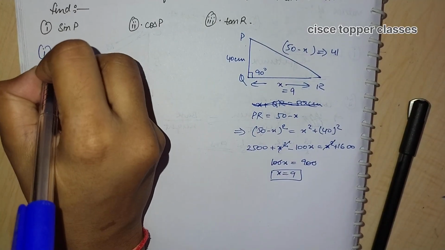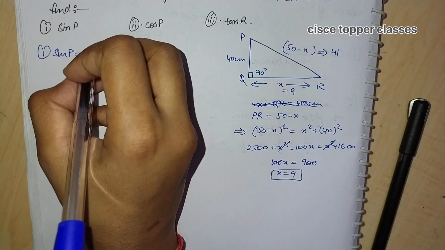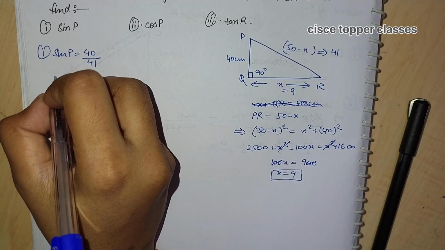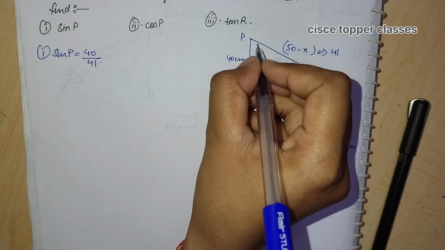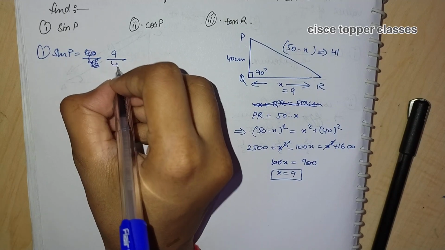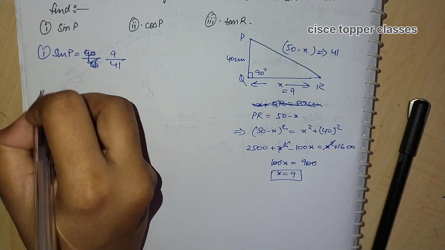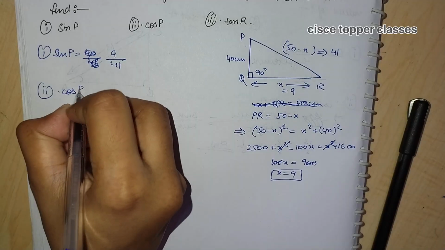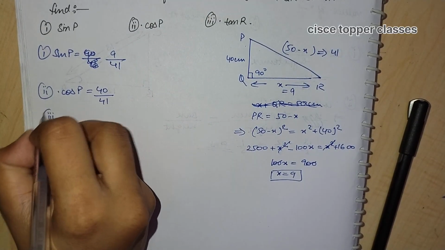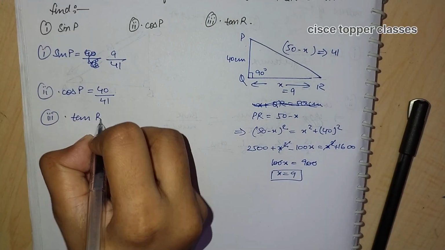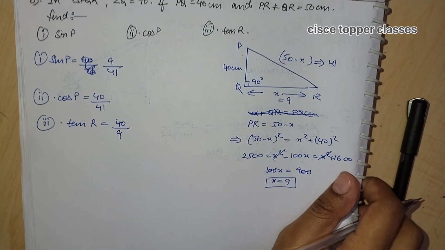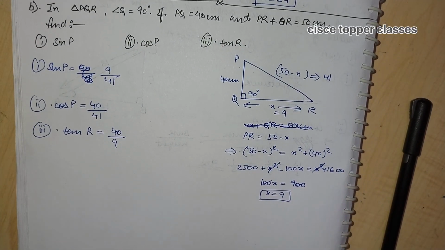So here we can write sine p as equal to height by hypotenuse. So 40 by 41 is the value of sine p here. Or sorry, we have to find the value of sine p. So it will be 9 by 41. Sorry, this will be 9 by 41. And now the second thing which we have to find is cos p. Cos p will be base by hypotenuse. So this will be 40 by 41. And the third thing is tan r we have to find. This will be height by base. So here we can write 40 by 9. So this is the answer of the second part. So this is the solution of this question here.